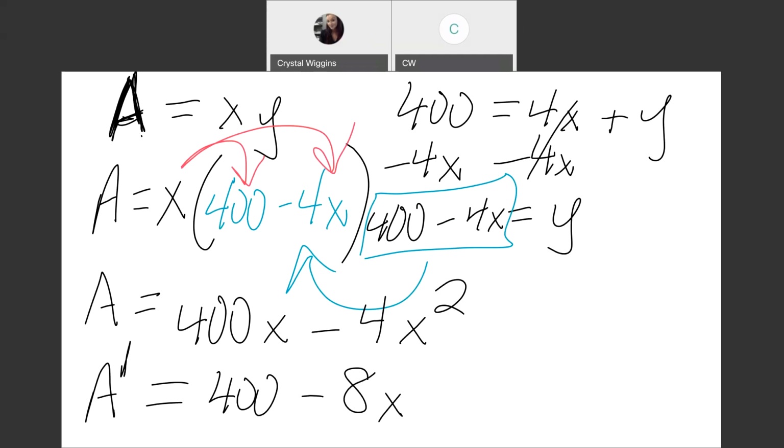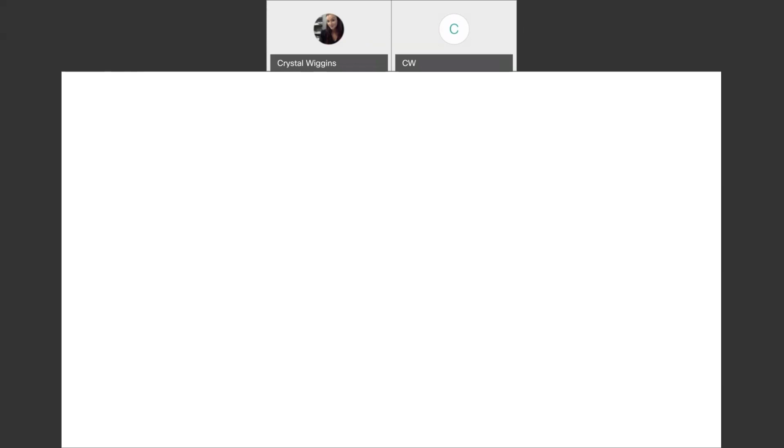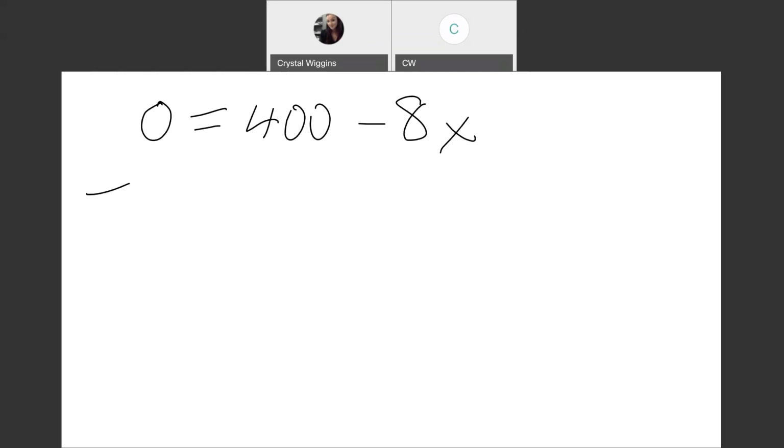We learned in 4.2 when proceeding to find the maximized area or minimum, critical values, we have to set this derivative equal to 0. So we take this derivative and we set it equal to 0. So we have 0 is equal to 400 minus 8x. And solve for x to get our critical values. So let's subtract 400 on both sides. And we get negative 400 is equal to negative 8x.